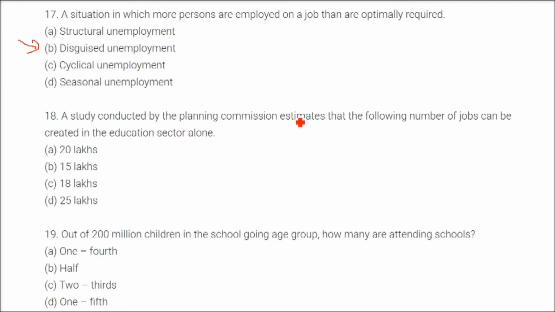A study conducted by Planning Commission estimates that the following number of jobs can be created in the education sector alone. So the answer is 20 lakhs. Now it is Niti Aayog, so Planning Commission. Out of 200 million children in school going age group, how many are attending schools? Only one third are attending. That is, 2/3 are not attending.